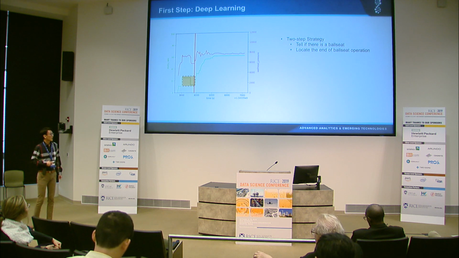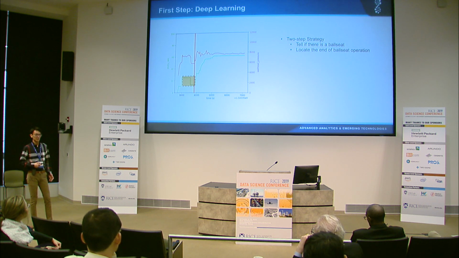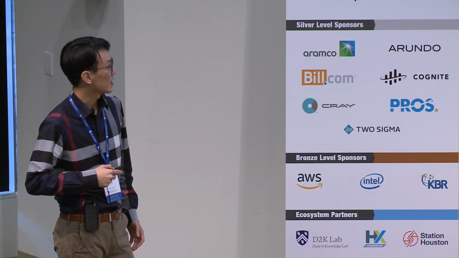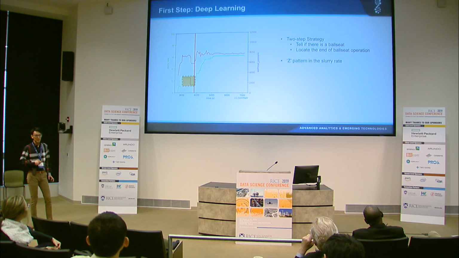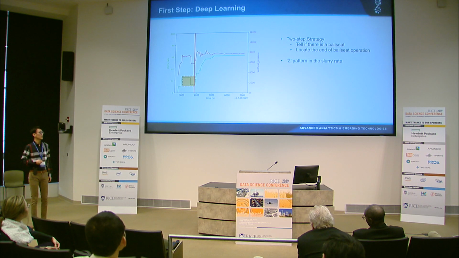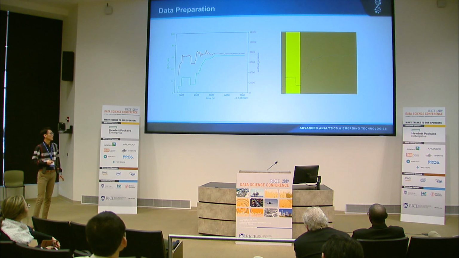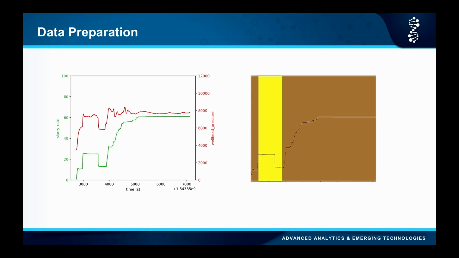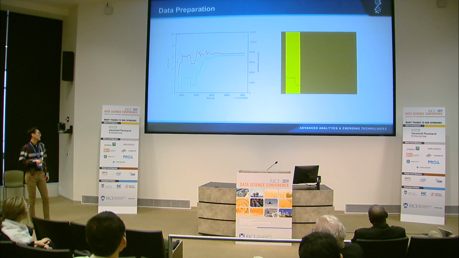Now, in the first step, as Ding mentioned, we are using image segmentation to look for this kind of pattern. It's a Z pattern located in the slurry rate. So what we do is we convert this time series plot into an image, and then we overlay a mask indicating the location of the pattern with the converted image. And since the pattern locates only in the slurry rate, we are only including the slurry rate in this converted image for now.